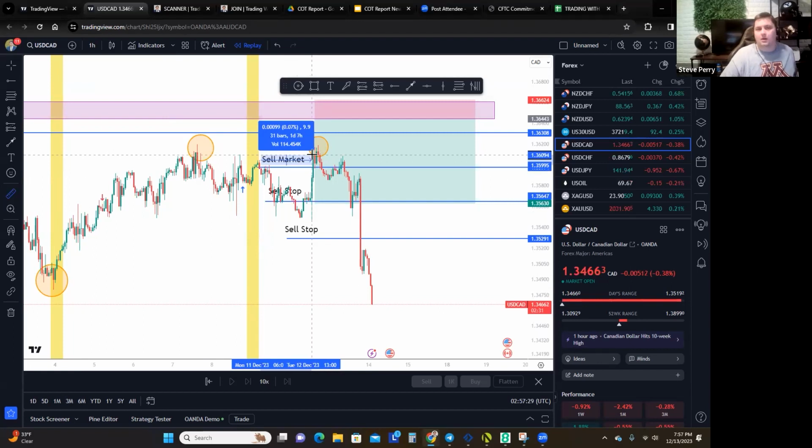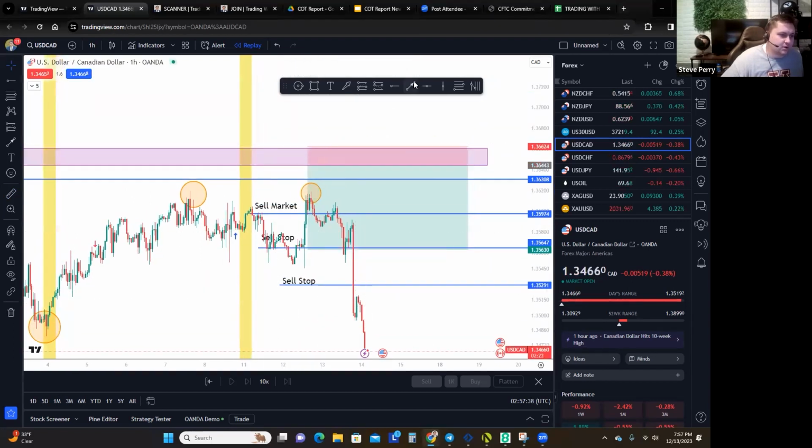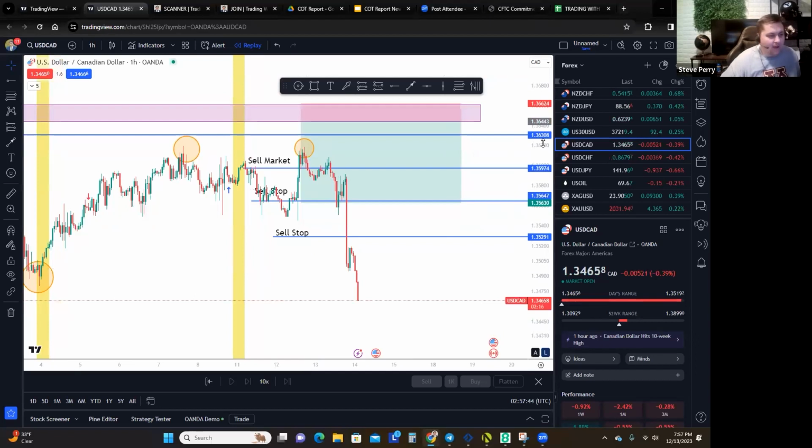Obviously, in hindsight, it would have been nice to have added up there, but we don't know that. What if this thing just goes ripping against us? What if it just goes, boom, to the upside, which it could do? It could have very well done that. We have to protect the account, right? So we don't add to the position as it goes against us. We add when it goes in our favor.